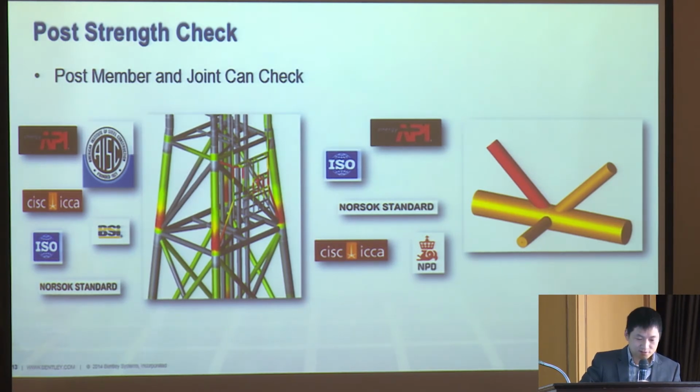For member check, the commonly used codes are API, ISO, and the NORSOK standard. And also a lot of different codes for joint can strength check. And we continuously update our codes to the latest version.